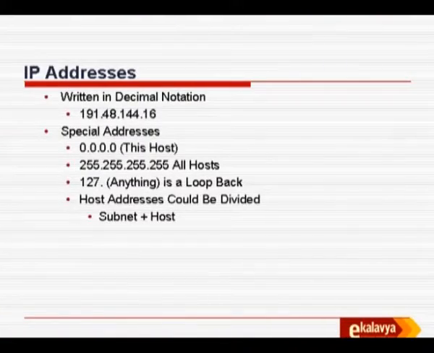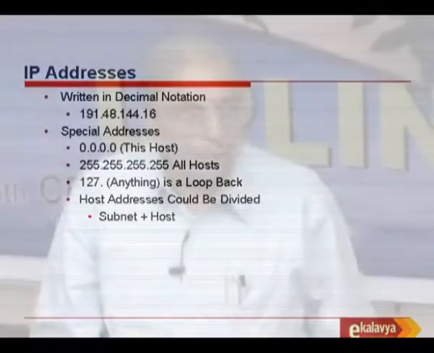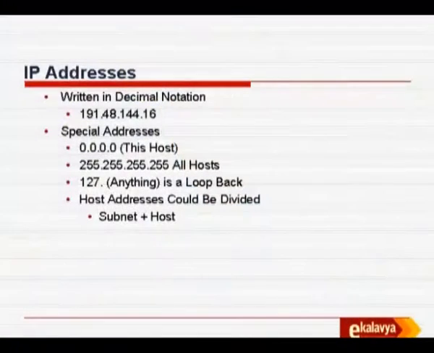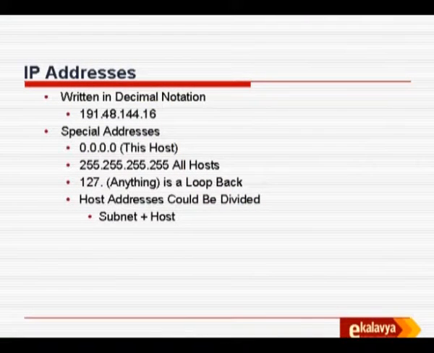Now the IP addresses, because they are 32-bit addresses, are typically written in decimal notation in 4 parts, each part representing 1 byte. A byte in decimal notation can contain a number from 0 to 255. That is all zeros and all ones. Consequently, each segment in the address is anywhere between 0 to 255. So a typical address will be 191.48.144.16 or 250 dot something something something.